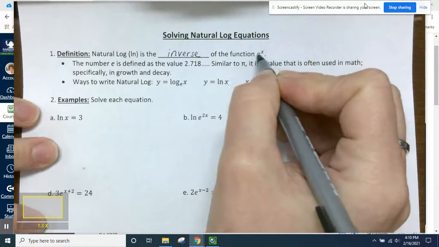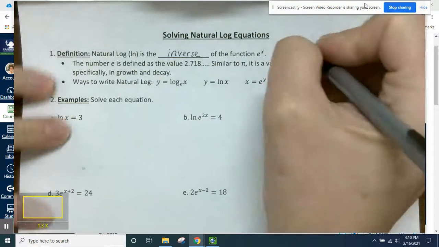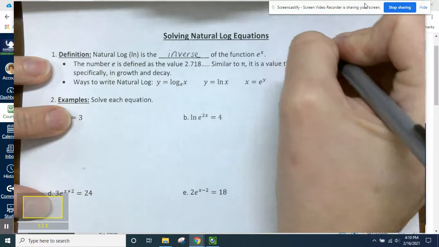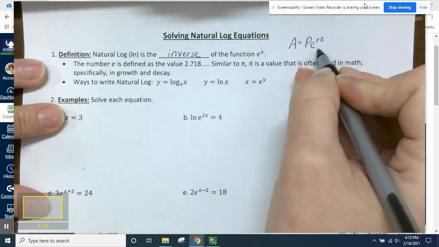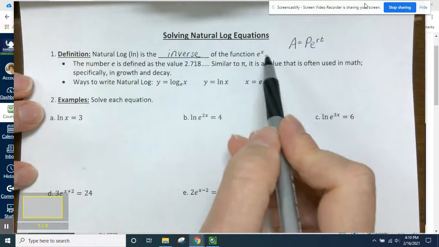If you'll remember, we talked about this number e last week when we looked at the continuously compounded interest formula. It was A equals P e to the rt, and I told you this e was a reference to Euler's number, and so it is a number.